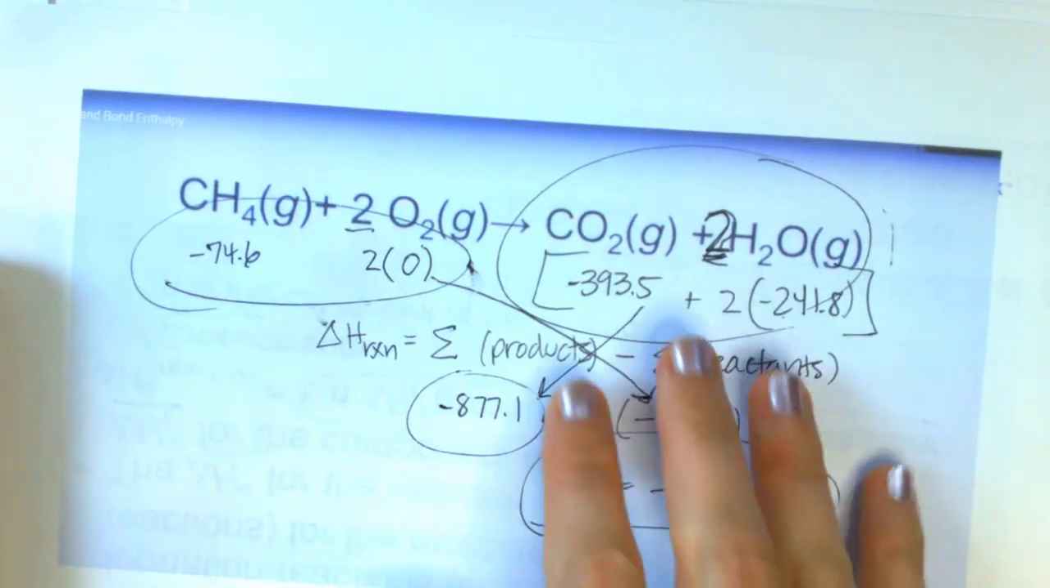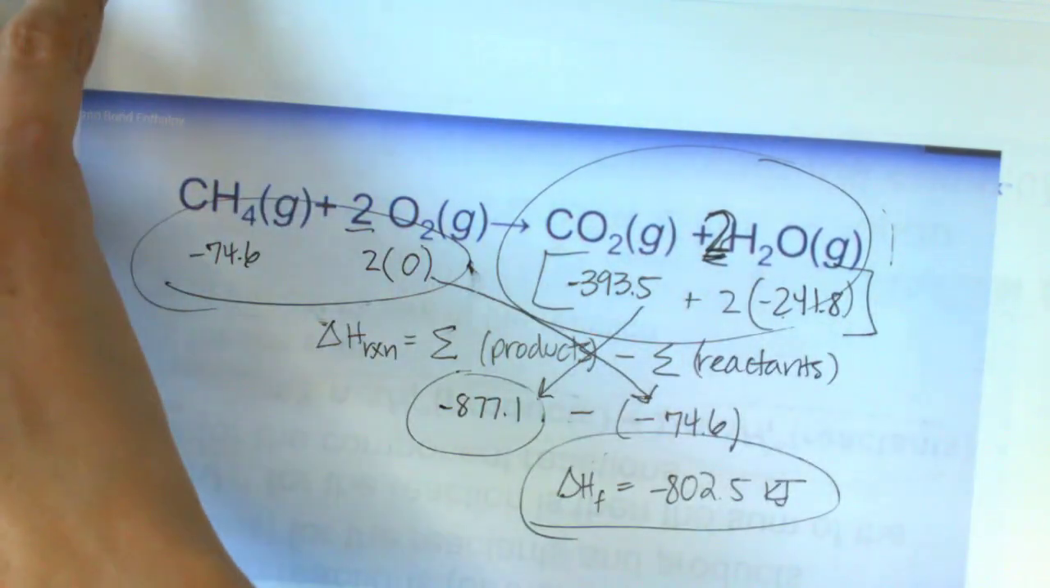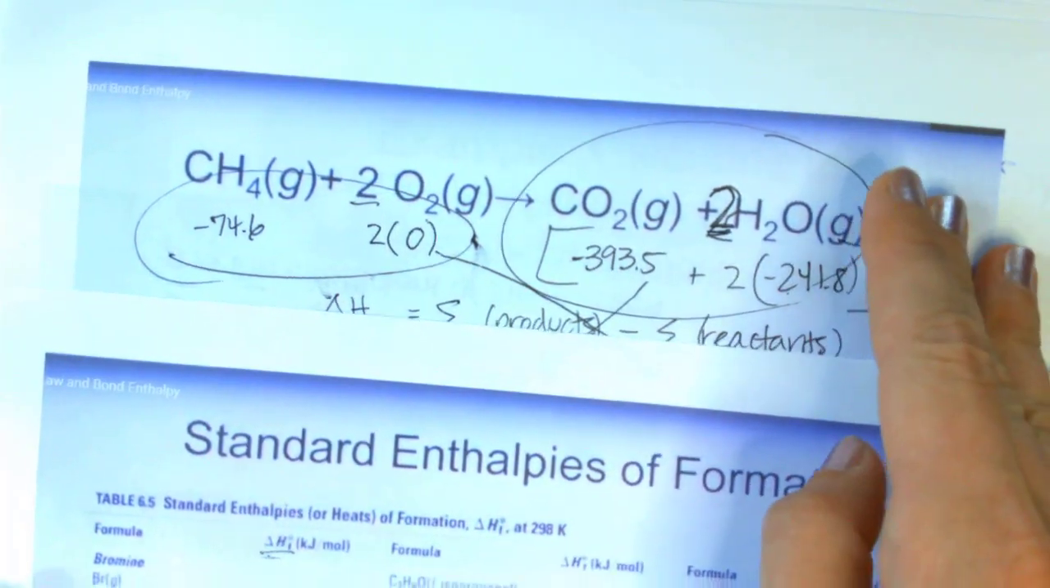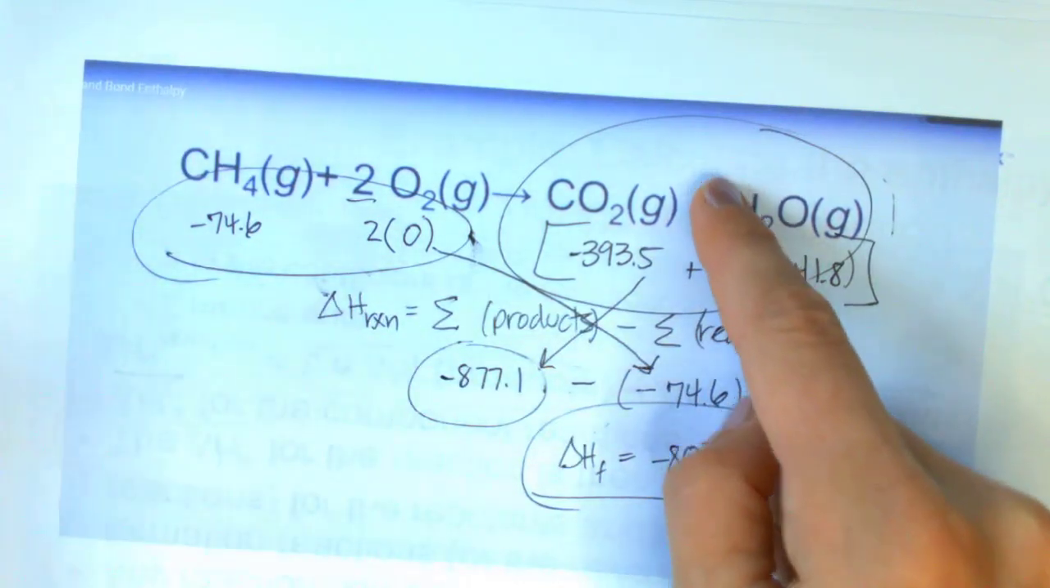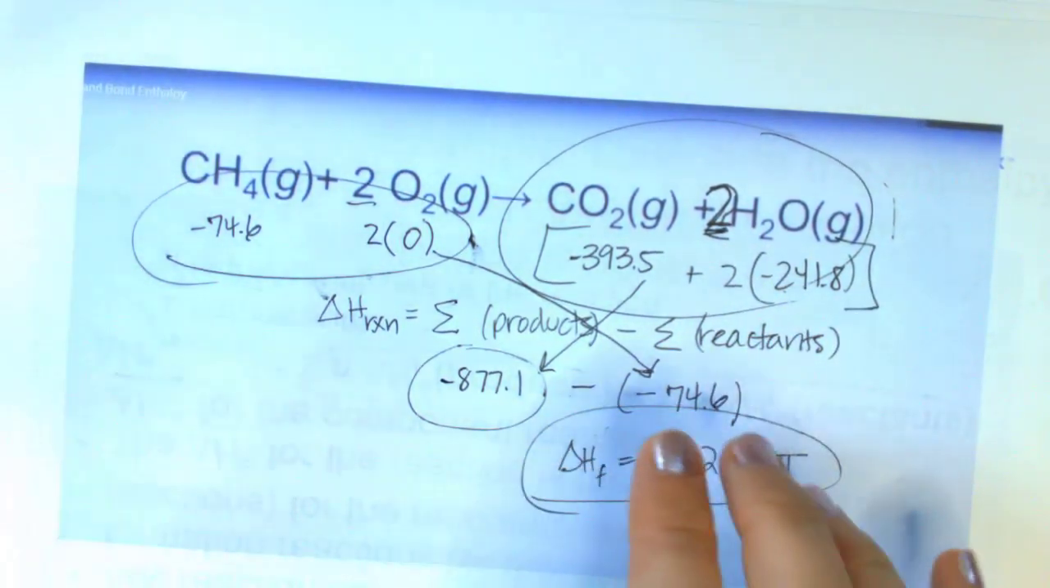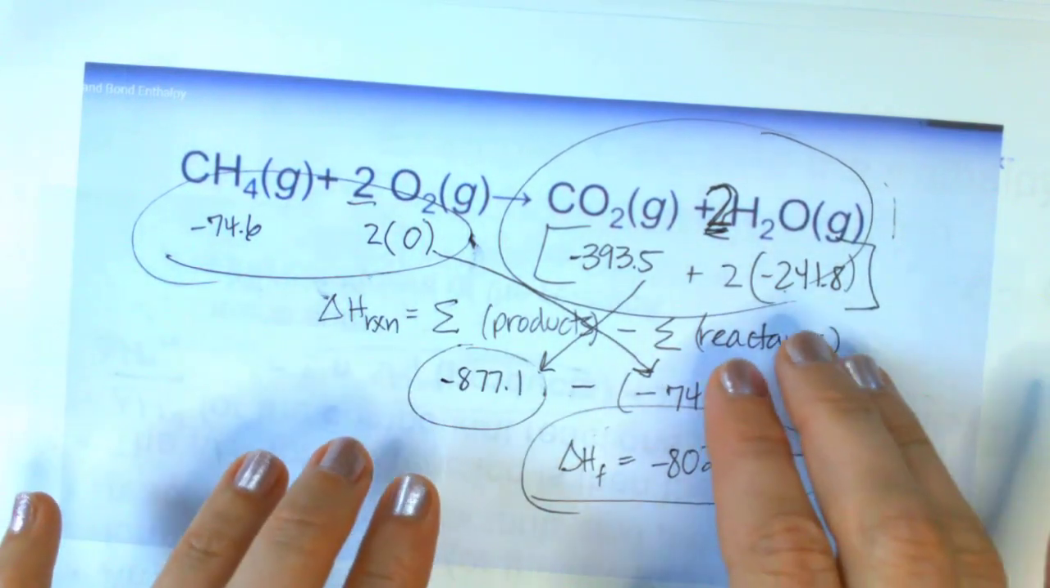Again, all I did was look at my standard enthalpies of formation chart for each reactant and each product. If there were any coefficients, I had to distribute those in. And then I did my products minus the reactants.